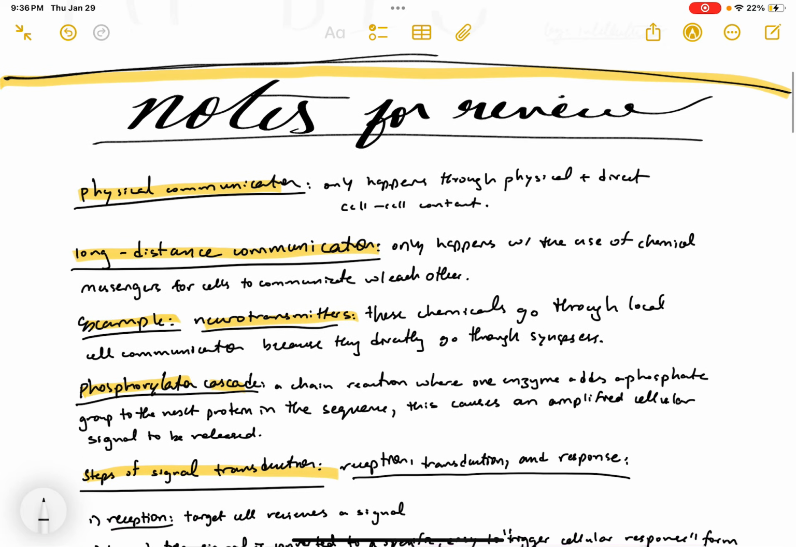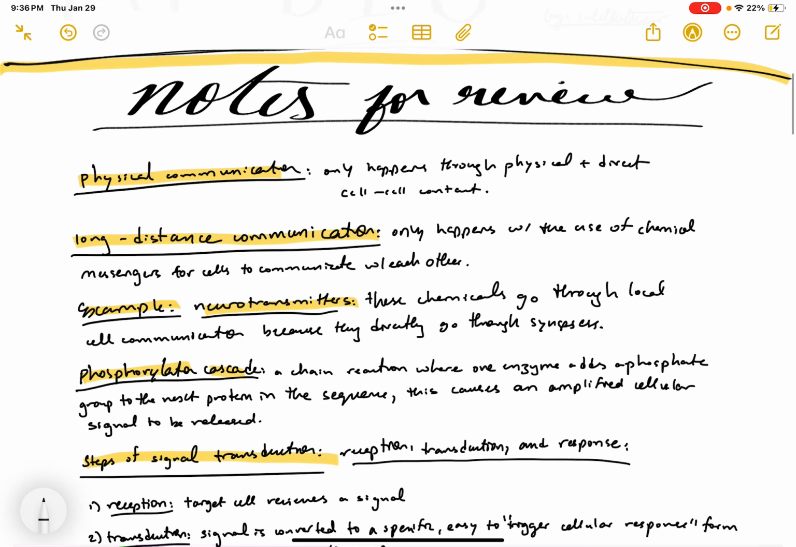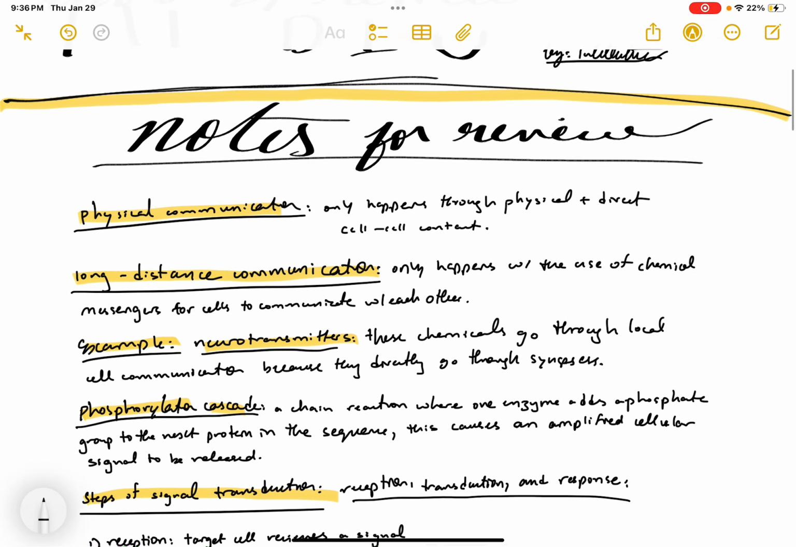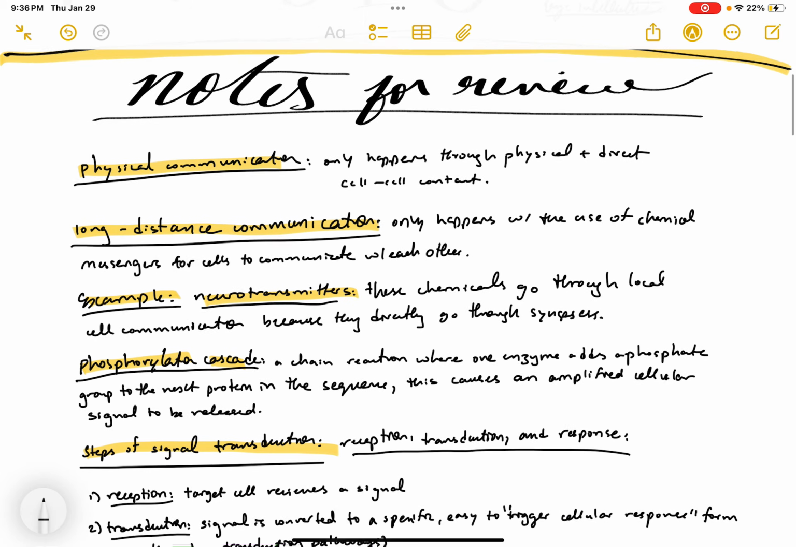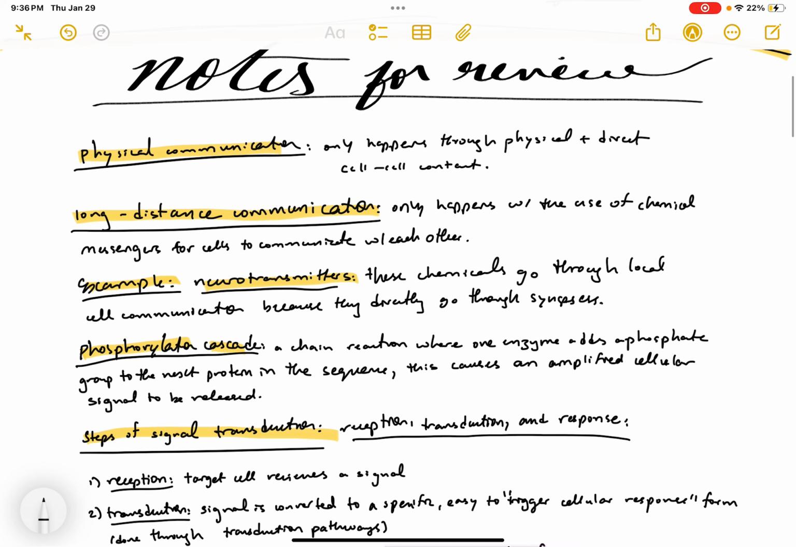Now let's learn about signal transduction and the steps that go with it. So steps of signal transduction can be stated as reception, transduction, and response. So those are the three main steps to remember. Firstly, with reception, the target cell receives a signal. So here, when I mean target cell, it's the cell that's receiving the signal, and that usually takes place or participates in this signal transduction process.